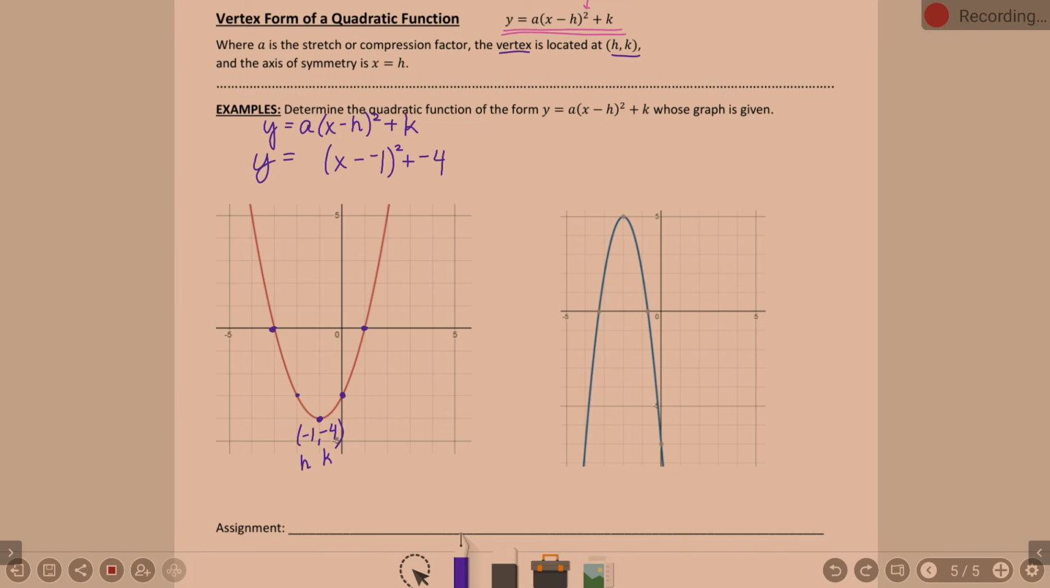And so right there, because of that, I know my A value is just going to be 1. Or in other words, am I even going to see A in my equation? Normally we don't even put anything there, right, if it's 1. So if I'm writing this out for final answer, I'm going to have y equals, parentheses, x plus 1 squared minus 4.